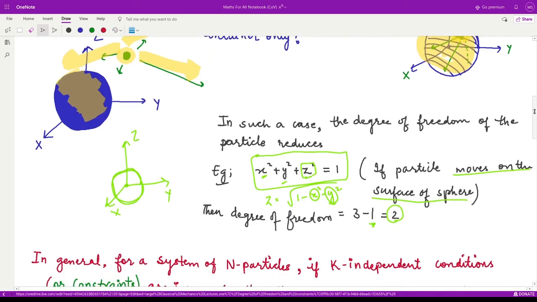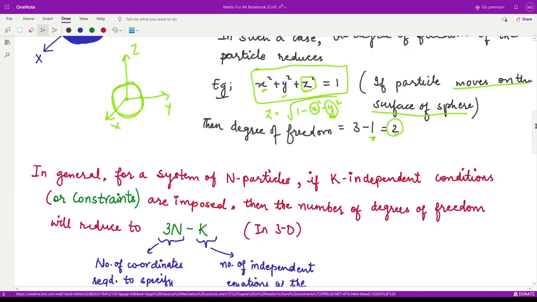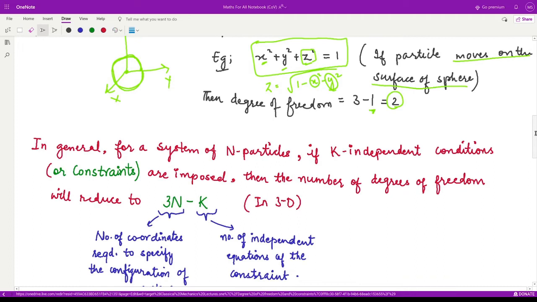Now we are saying that it is only bound to move on the sphere. So in general, if we have a system of n particles and there are k independent conditions or constraints, which we shall see right now, then the degree of freedom is reduced. In general, for n particles in 3 dimensions, the independent coordinates were 3n. And now the 3n quantity is reduced by k because there are k independent constraints, something like this, right? So this is the general criterion.